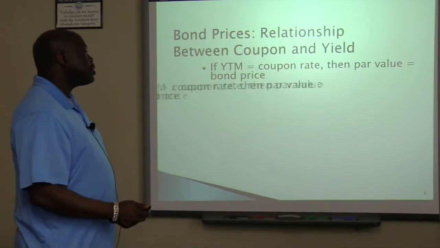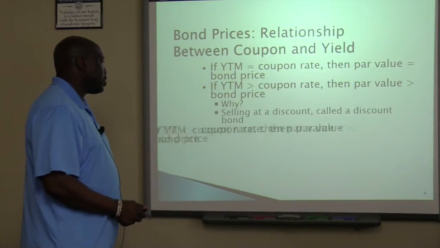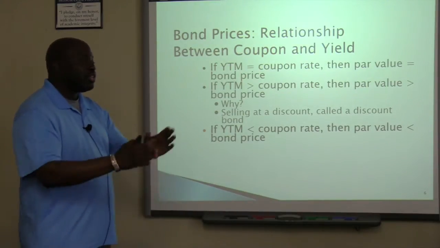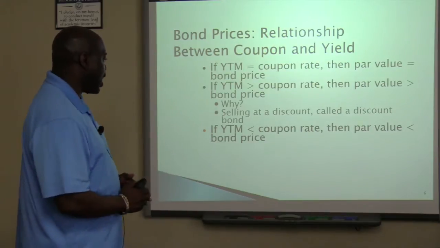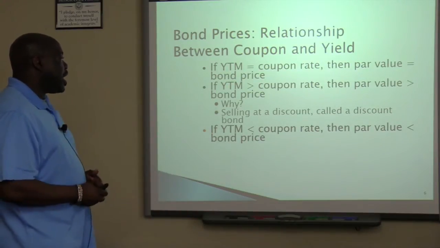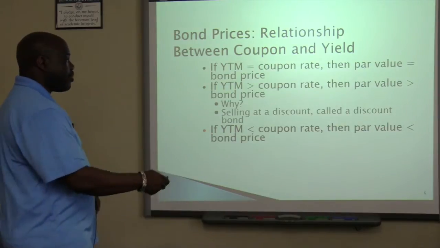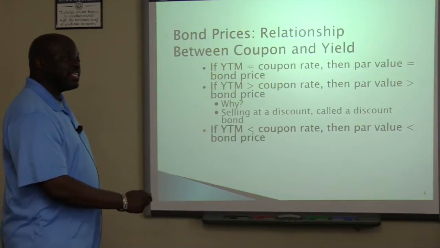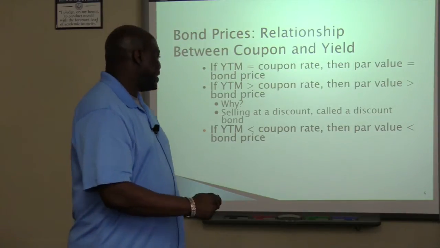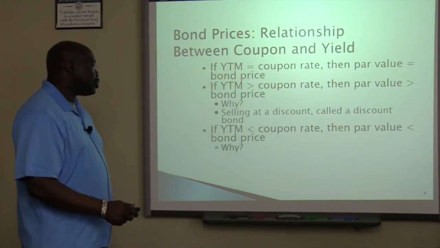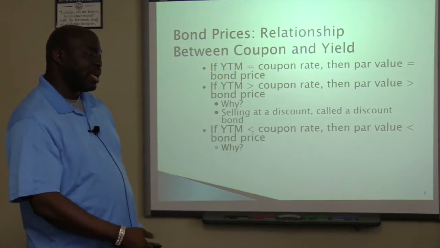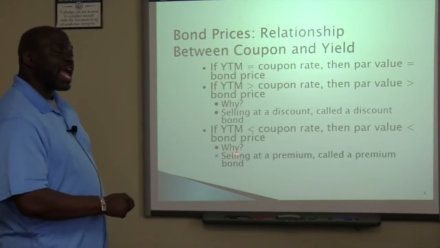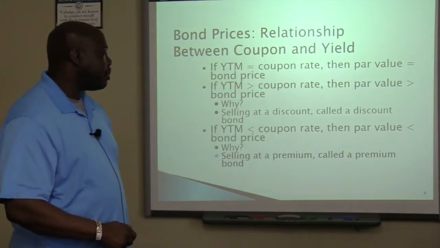Okay. Now we're going to talk about some relationships. If yield to maturity equals the coupon rate, then the par value equals the bond price. If yield to maturity is greater than the coupon rate, then par value is greater than the bond price, so it's selling at a discount, or called a discount bond. If yield to maturity is less than the coupon rate, then par value is less than the bond price, so it's selling at a premium and is called a premium bond.